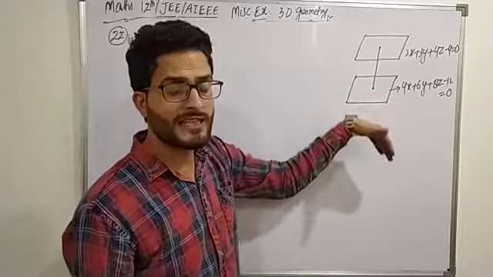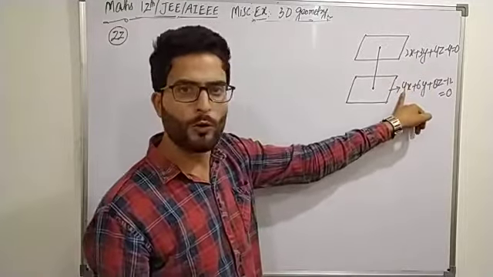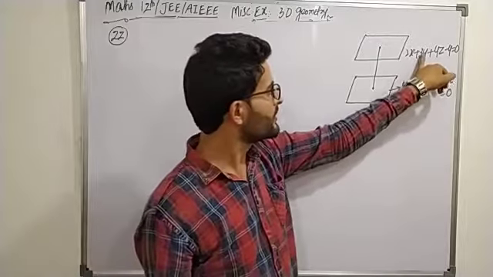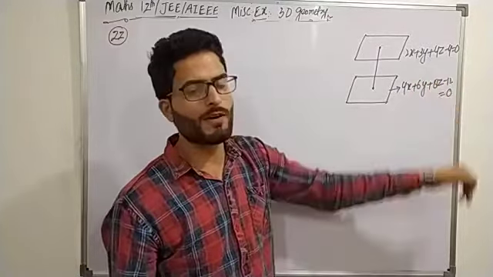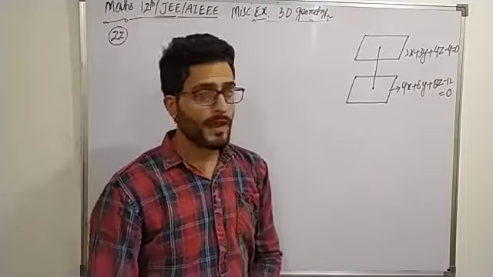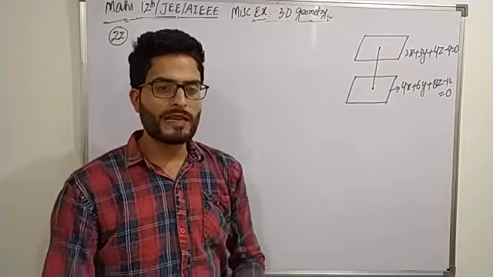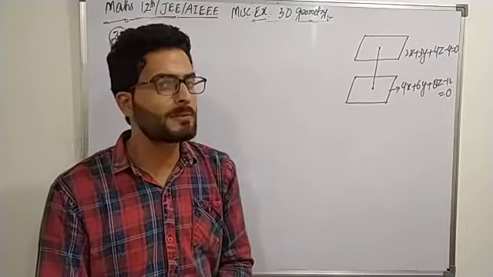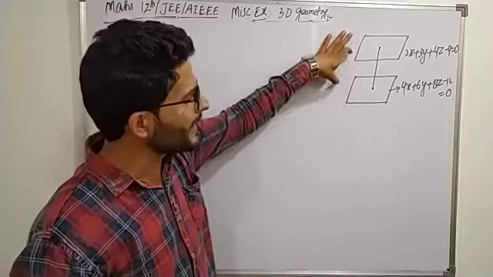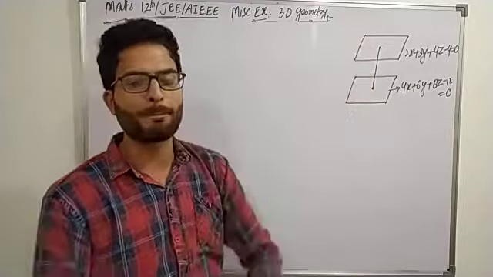Clearly these planes must be parallel. Why? Because 2 divided by 4, that's 1 by 2. 3 divided by 6, 1 by 2. 4 divided by 8, that's again 1 by 2. So the direction ratios of these planes are proportional. When the direction ratios of two planes are proportional, obviously the planes must be parallel. So we have two parallel planes, plane first and plane second, and we need to find the distance between them.